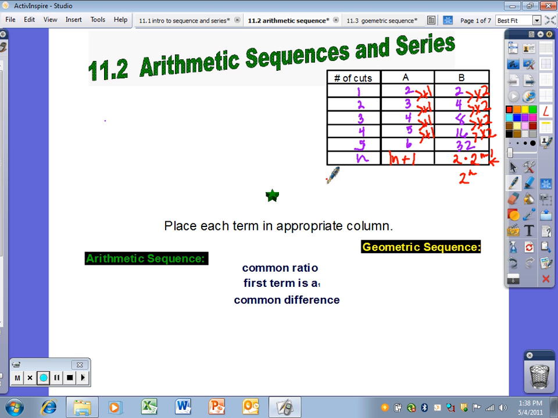That is 2 to the first times 2 to the n minus 1. And when your bases are the same, what do you do with these powers? You add them, and 1 minus 1 is 0, so it does become 2 to the n in a simplified version. But you may always keep it in this sequential formula version.